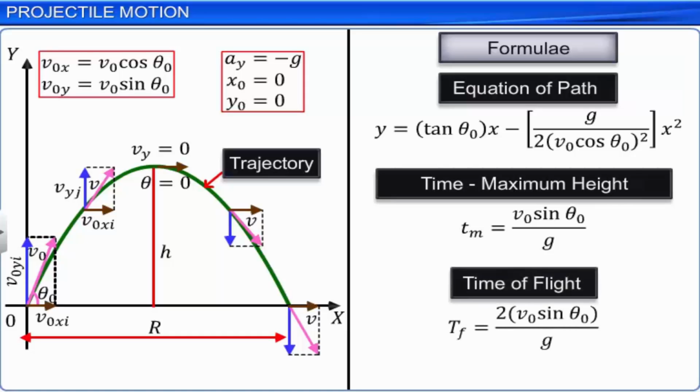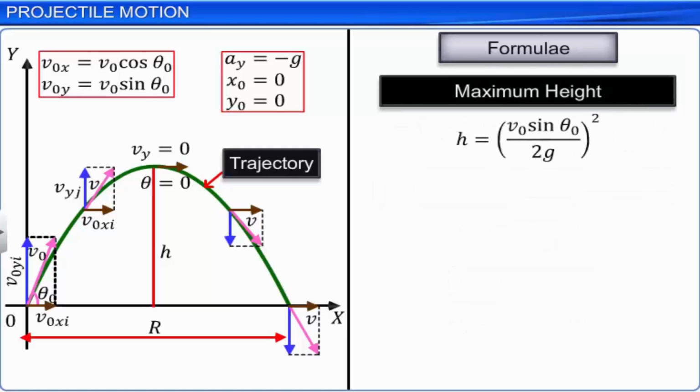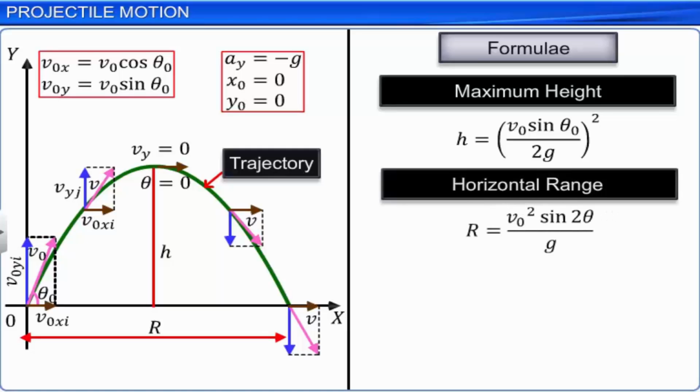The maximum height attained by the projectile: H is equal to (V0 sin theta 0) square divided by 2g. The horizontal range of the projectile: R is equal to V0 square into sin 2 theta divided by g. The maximum range of the projectile: R max is equal to V0 square by g.